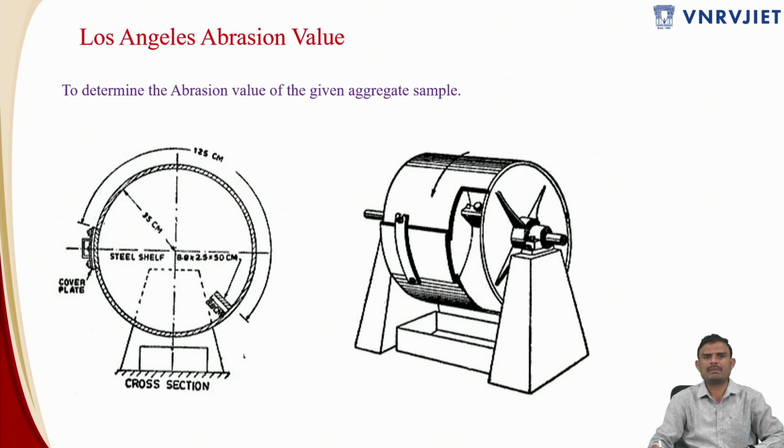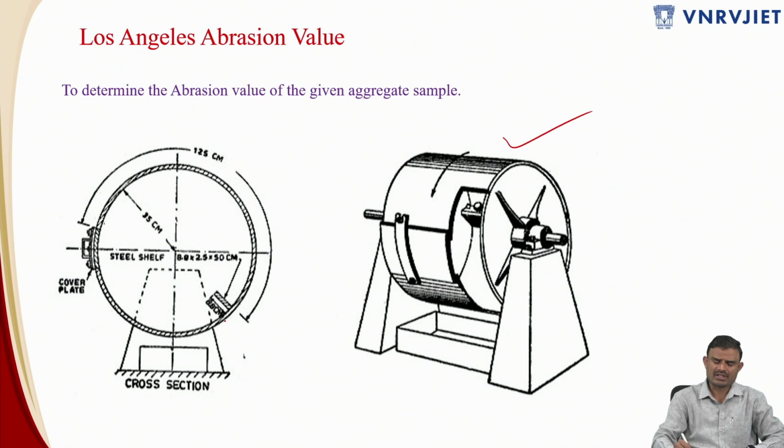Next one is the Los Angeles abrasion value. This is another test which is conducted on the aggregate. You can see that there is a drum present over here. This is the Los Angeles abrasion drum which is used to conduct the abrasion test. Abrasion is nothing but wear and tear, that is, you have to understand the rubbing action that happens between the aggregate and any other metal coming in contact with the aggregate surface.